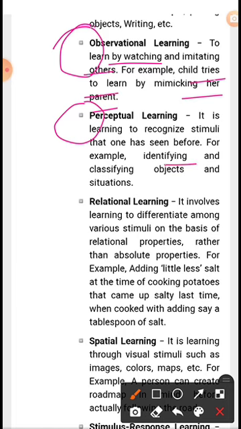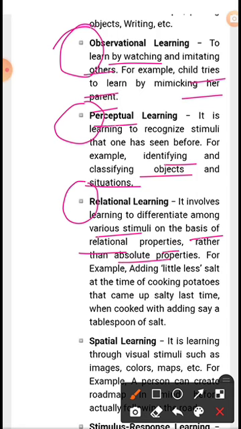For example, if we are identifying or classifying objects or situations, that comes under perceptual learning, because we have perceived something in the past, and we are going to recognize things in the future using that perceptual learning. Next is relational learning. It involves learning to differentiate among the various stimuli on the basis of relational properties rather than the absolute properties.